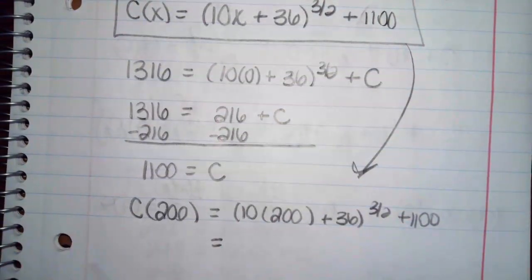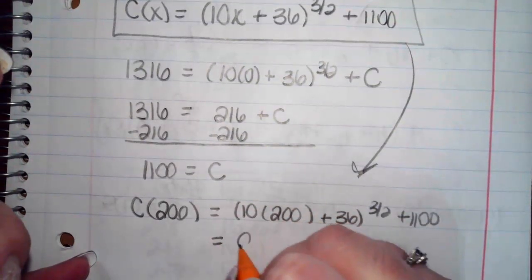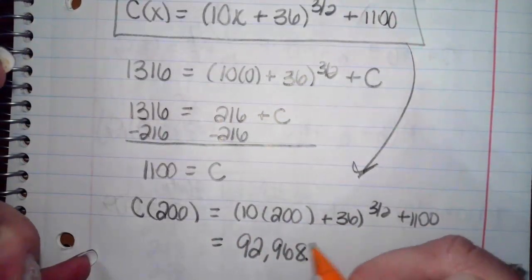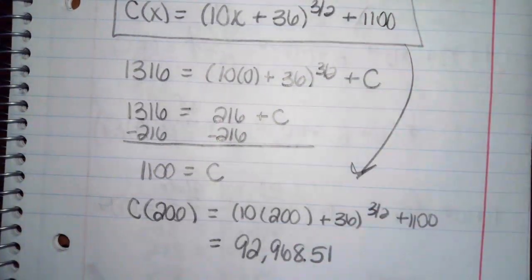So that's going to give me 10 times 200 is 2000 plus 36. Raise that to the 3/2 power. And then add 1100 to that. And we get 9296.51. And that's how much it costs to do 200 toaster ovens.